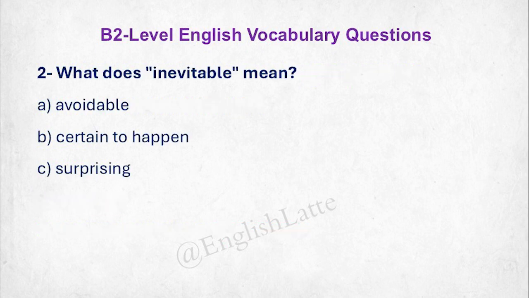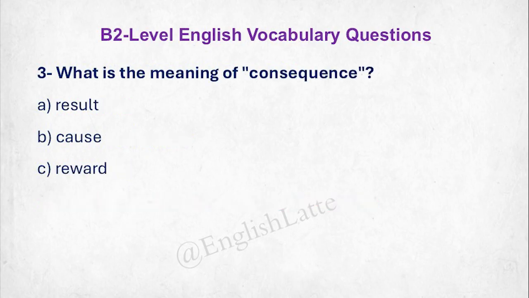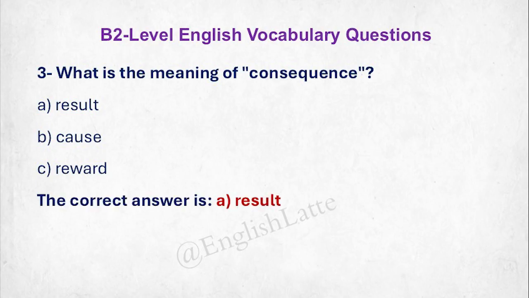2. What does inevitable mean? Avoidable, certain to happen, surprising. The correct answer is B, certain to happen. 3. What is the meaning of consequence? Result, cause, reward. The correct answer is A, result.